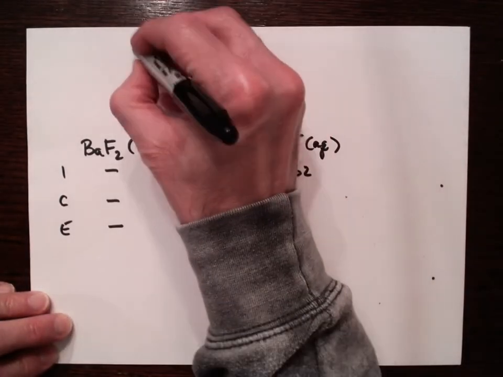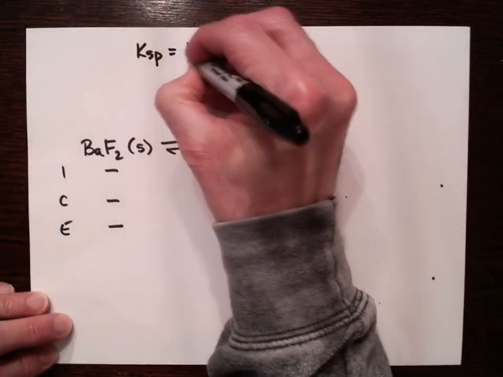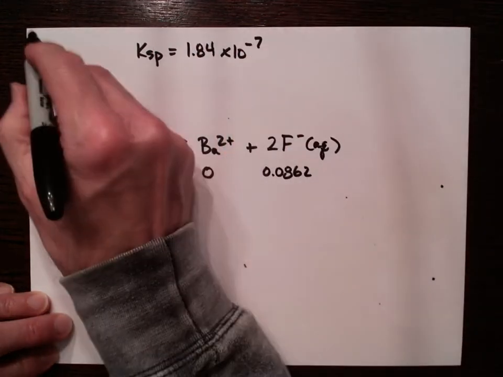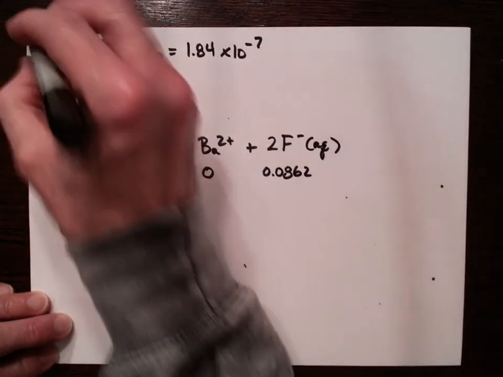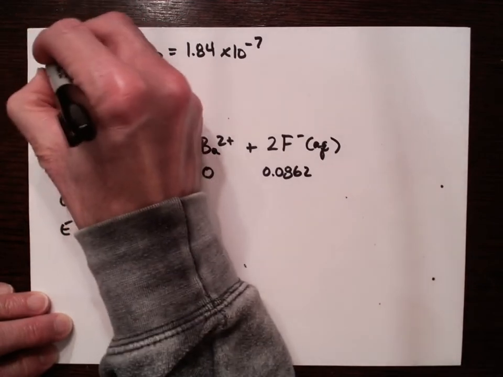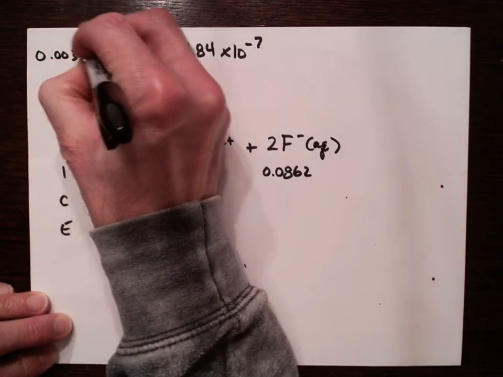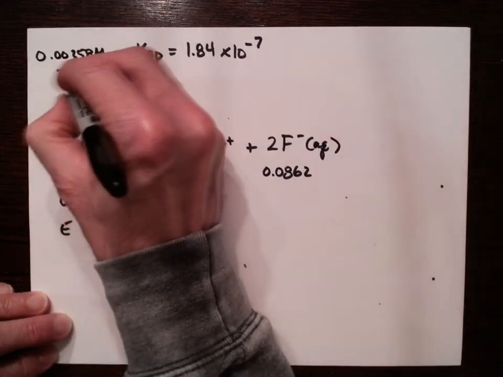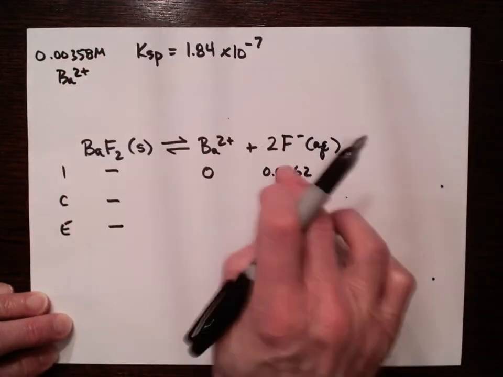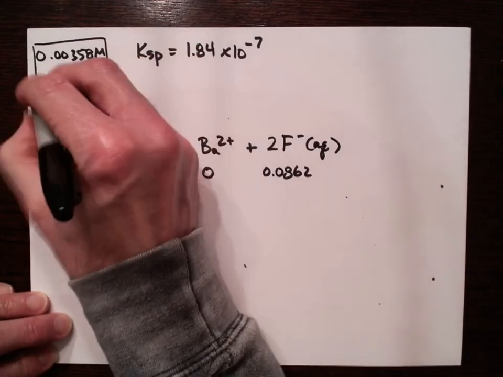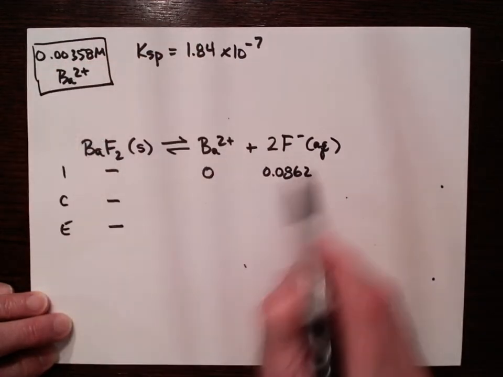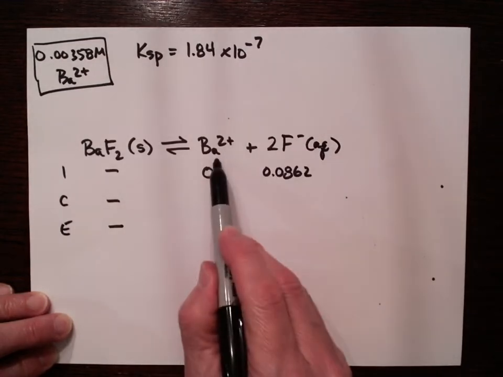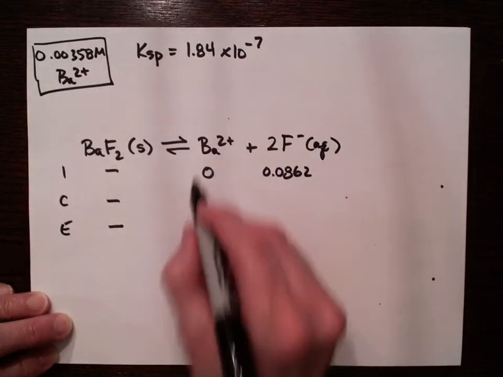What was Ksp? It was given to me. Ksp is 1.84 times 10 to the negative 7. And just up here, I'm going to write what we got before: 0.00358 molar. That would have been x, which would have been barium, but both of these were 0. In this case, we should get something lower, because the presence of fluoride should shift the equilibrium this way, and we're not going to get as much dissolved barium.